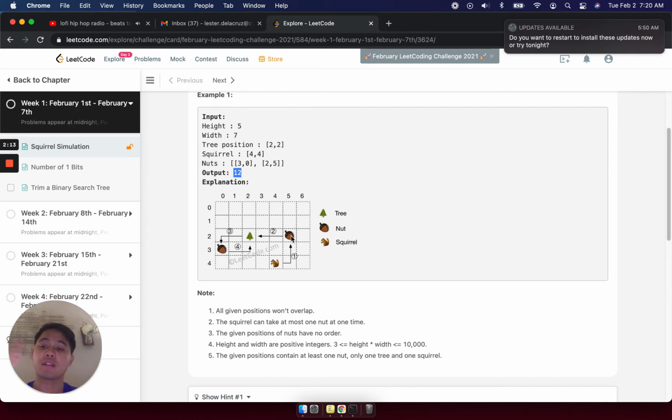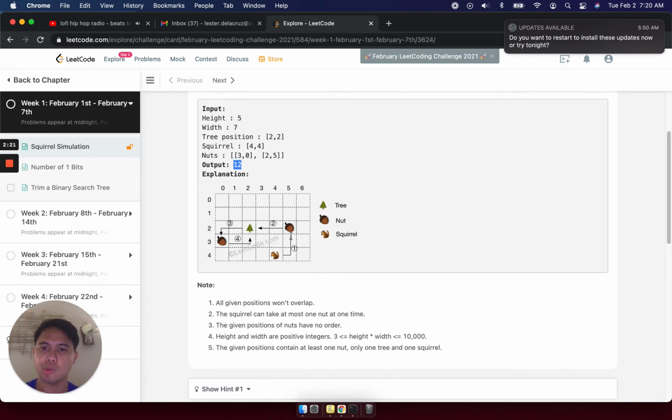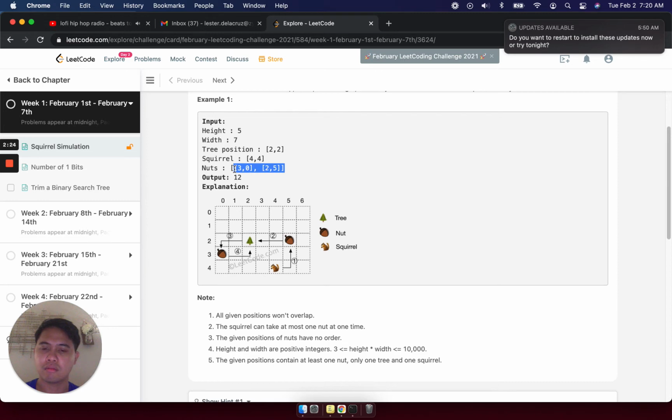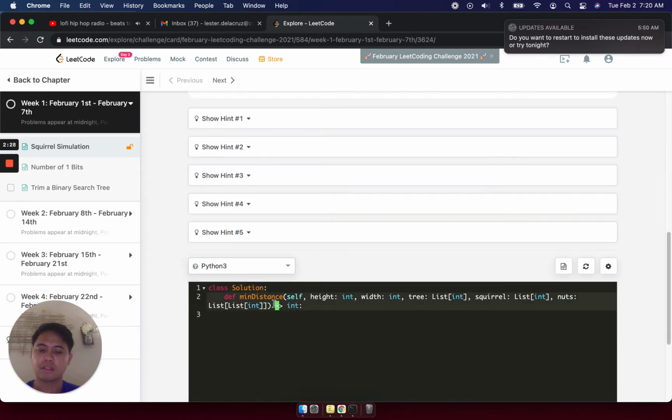And then you need to find which one would give you the minimum. So I think we could do this in linear time. So let's go ahead and see. So first I want to collect the total if there wasn't any squirrel.